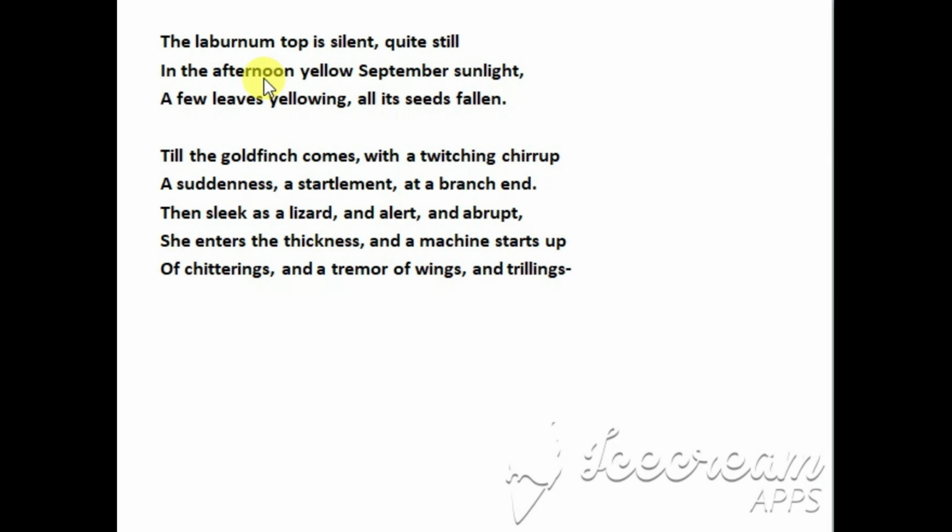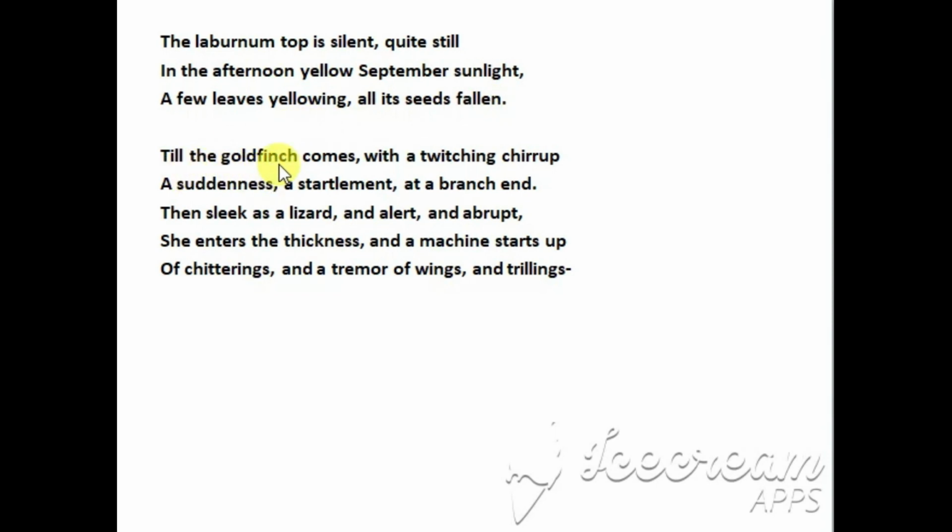So the time of the day is afternoon, the month is September, and there is sunlight, but it is the pale yellow sunlight of the afternoon. A few leaves yellowing, and some of the leaves of the laburnum tree have started to yellow, and all its seeds, the seeds of the laburnum tree, have fallen.